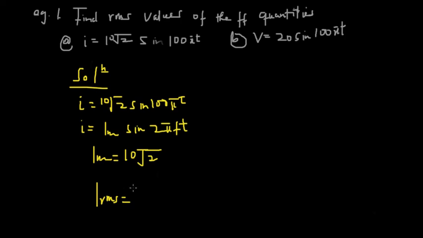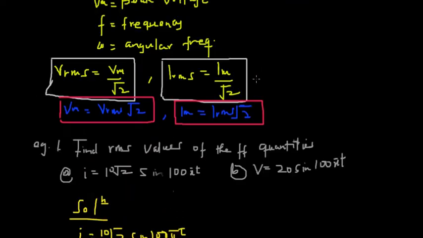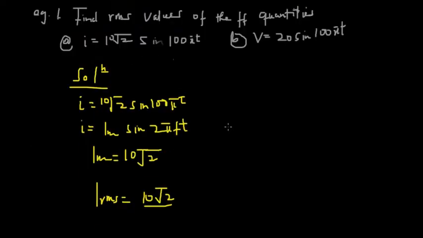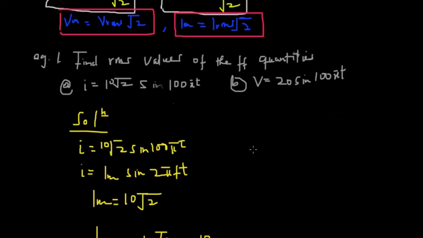So we have 10 root 2 divided by root 2. Take note, this is the formula we are using. When you simplify this further, root 2 will cancel root 2, then we have 10. So 10 will be our root mean square current. Note that this has no unit because we are dividing current by current. Now let's proceed to the root mean square voltage.